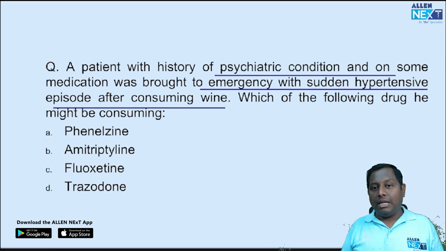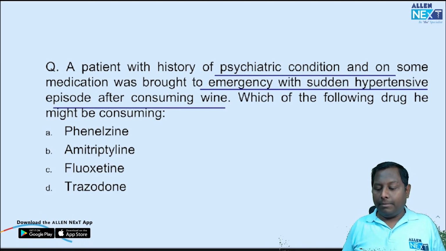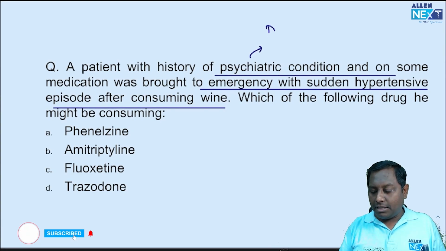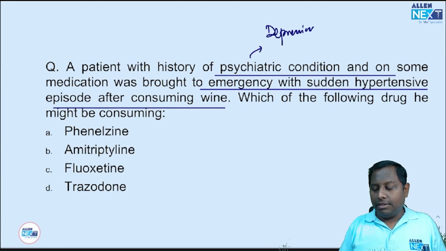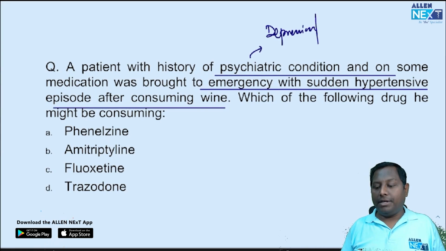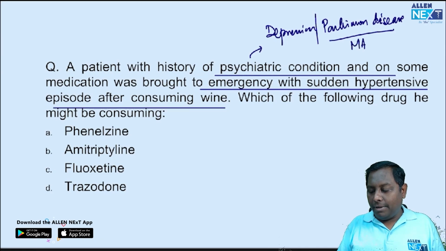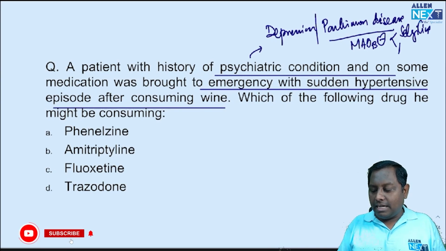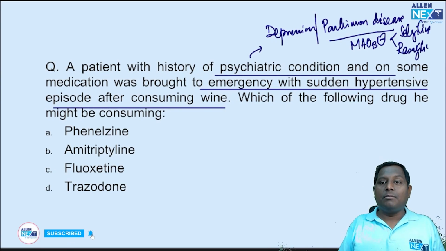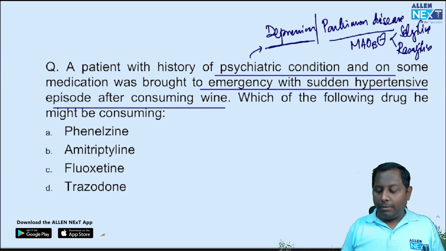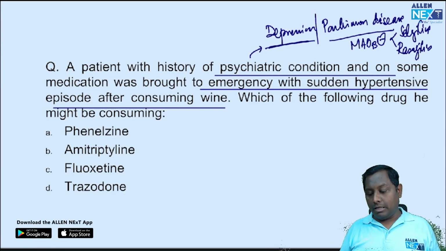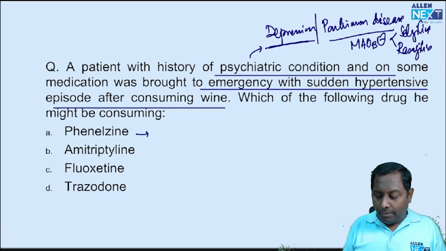Remember guys, in psychiatric conditions, suppose a patient has depression, or a patient has Parkinson disease, he could be on an MAO inhibitor. MAO-B inhibitors are selegiline and rasagiline, remember? Selegiline, rasagiline, they are MAO-B inhibitors, and in depression, moclobemide. So which of the following drugs can cause the problem? Now phenelzine is an MAO inhibitor.